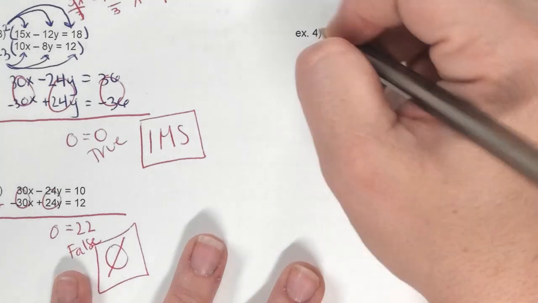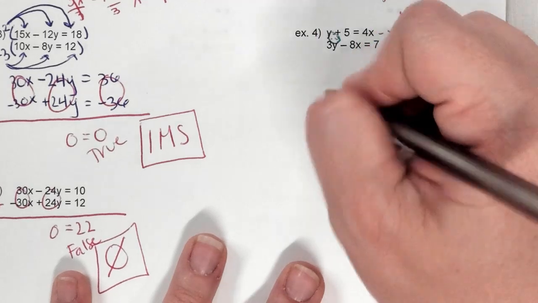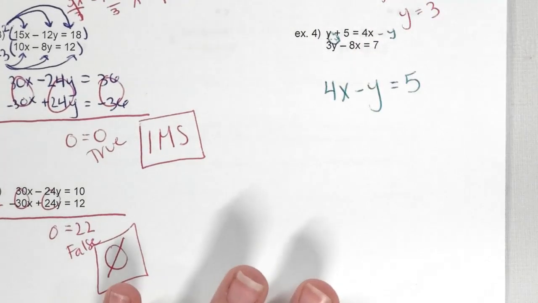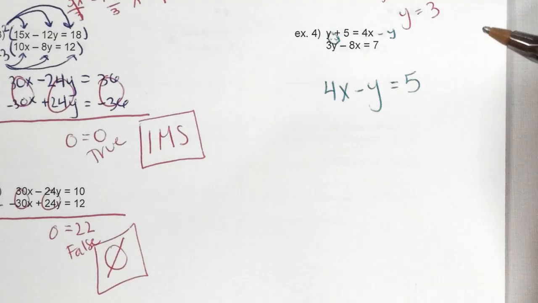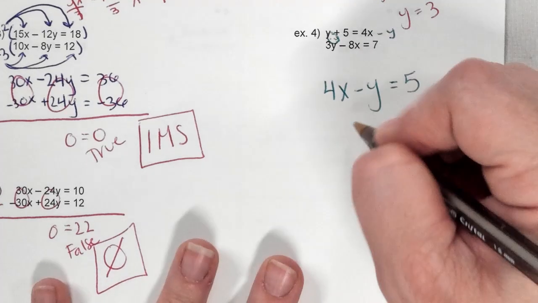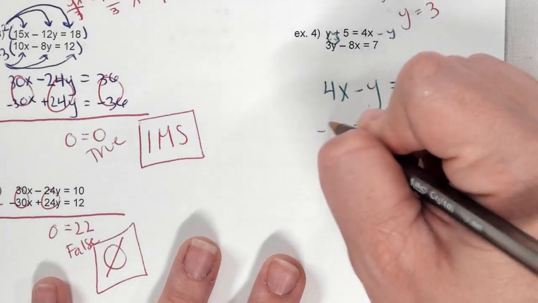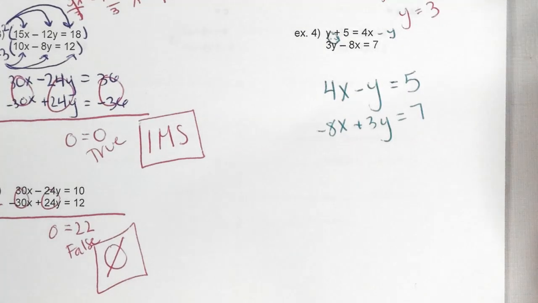Minus y. So I'm going to do minus y, and I get 4x minus y equals 5. I moved the equal sign to the other side so it lines up. Now what's wrong with the second equation? The y's in front. So that's a positive 3y, so I need that to go second. And what should go first? Negative 8x equals 7. So we just kind of flip-flop them.